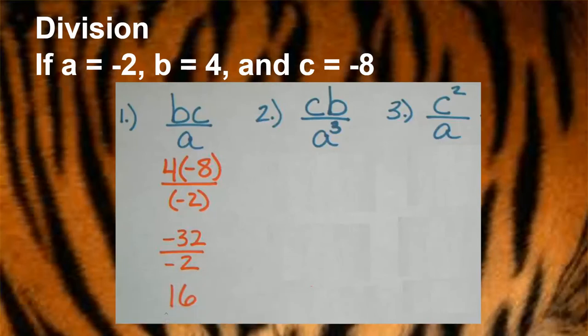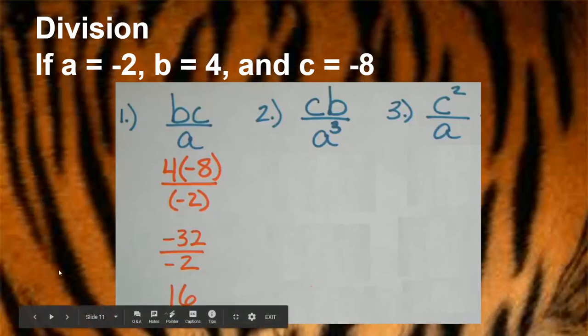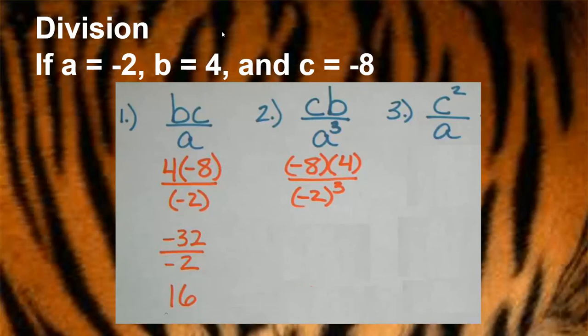Number 2, cb over a to the power of 3. Notice the difference between 1 and 2. 1 says bc on top, 2 says cb. That is actually the same answer, because b times c would be the same as c times b. So I already know that's going to be 4 times negative 8, which is going to be negative 32. And then negative 2 to the power of 3 means negative 2 times negative 2 times negative 2, which makes negative 8, because 2 times 2 is 4, 4 times 2 is 8. Now divide, my answer is positive 4.